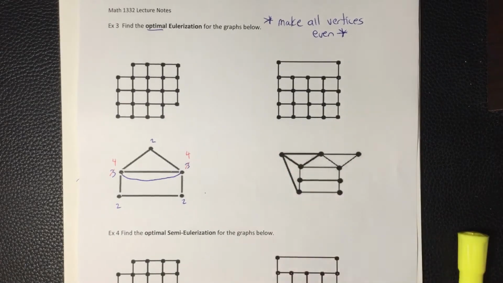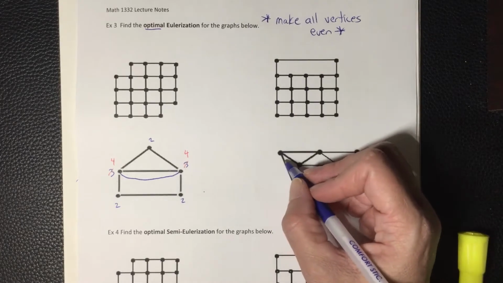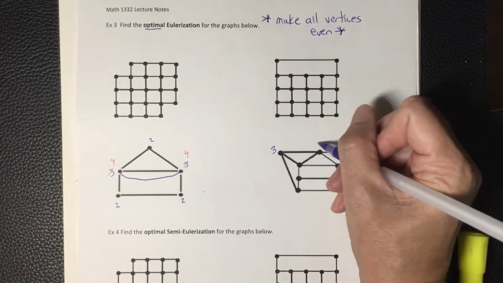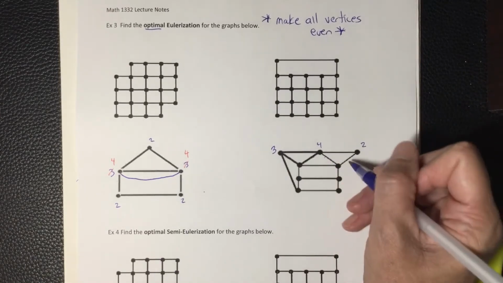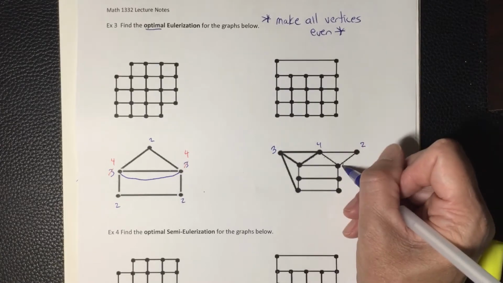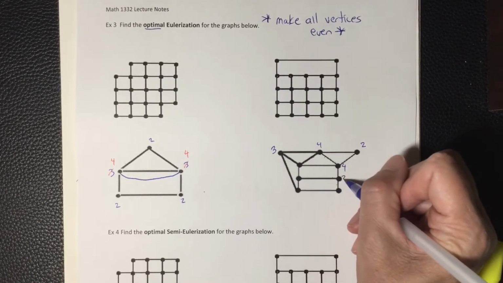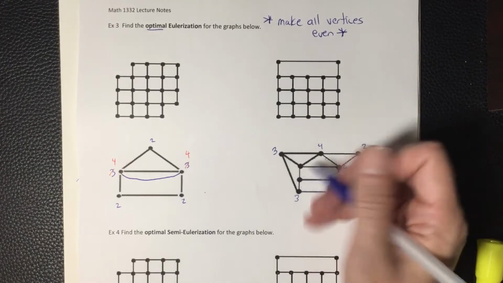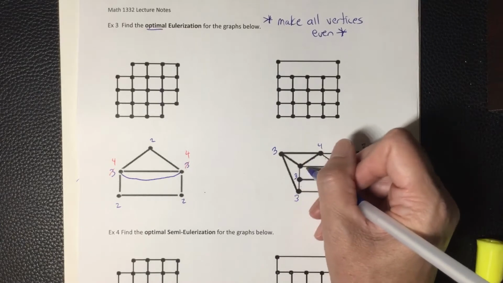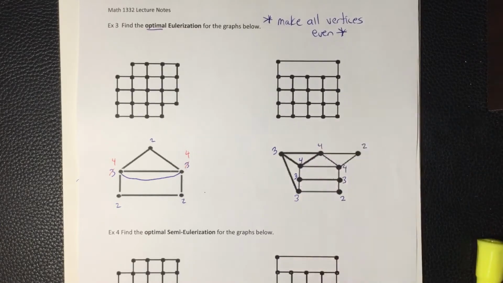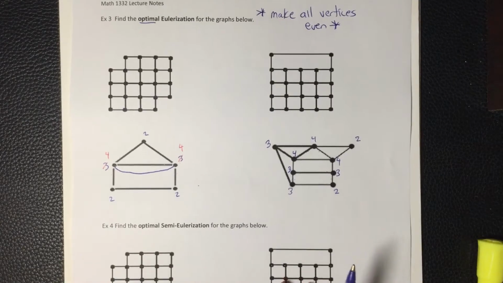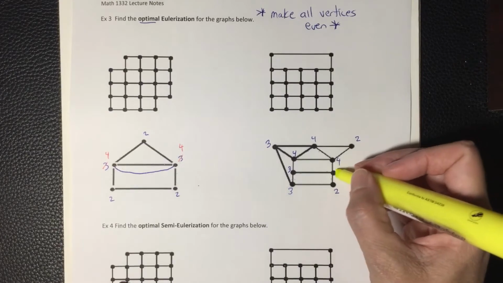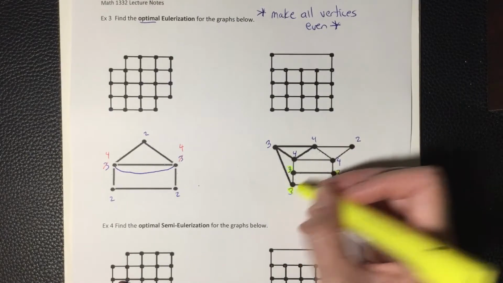And let's look at this example next. If I get my degrees, there's 3, 4, this one's 2, this one's 4, this one's 3, here's a 2, 3, 3, and 4. So this is actually the hardest part of the problem. It's just finding your odds. All right, so once I've identified my odds, I want to try to figure out the easiest way to do this.